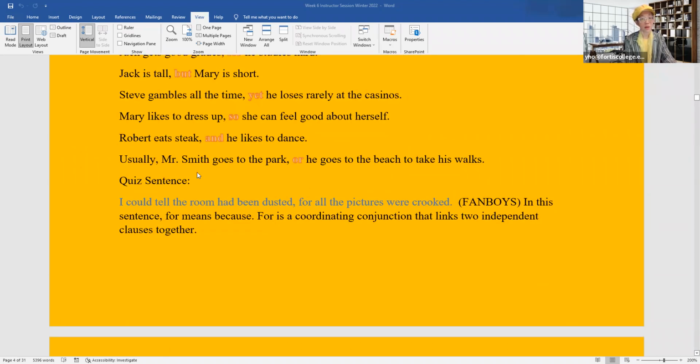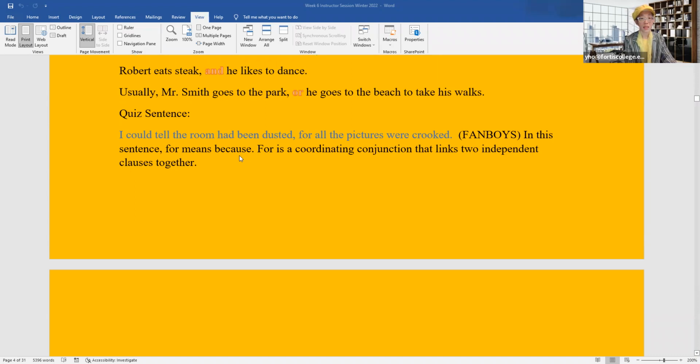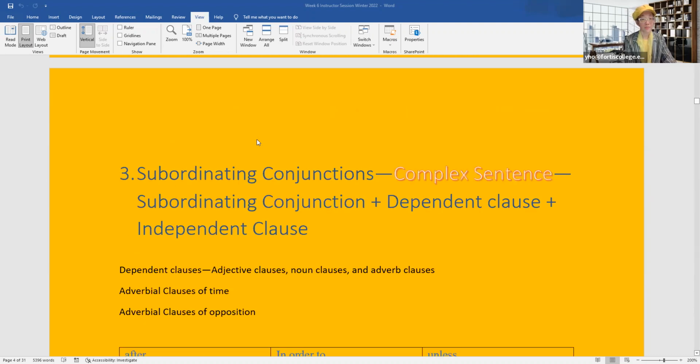Usually, Mr. Smith goes to the park, or he goes to the beach. So the quiz would be, I could tell the room had been dusted, for all the pictures were crooked. In this sentence, "for" means "because." And so here you would have a comma before the coordinating conjunction. Fanboys always have to have a comma before the fanboys. So this is an example of a sentence from your quiz.